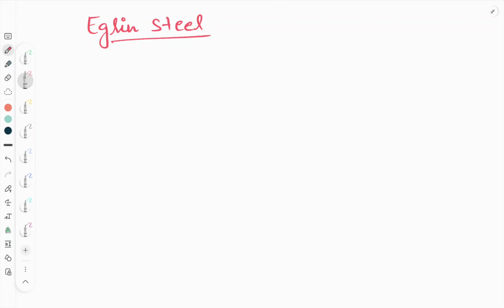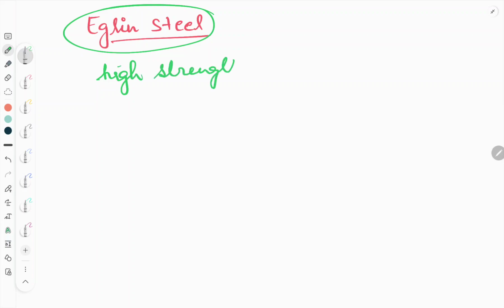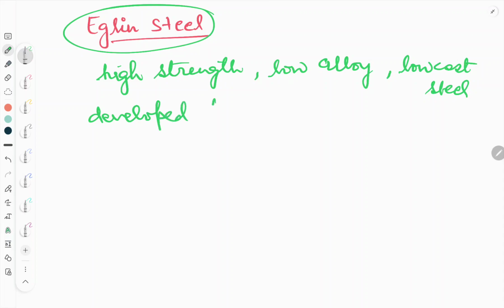So today in this video I am going to discuss about the Eglin steel. This is a new kind of steel designed for penetrating very hard targets. It is basically used in forces. So what is this? This is a high strength, low alloy, and low-cost steel also, developed for a new generation of bunker buster.